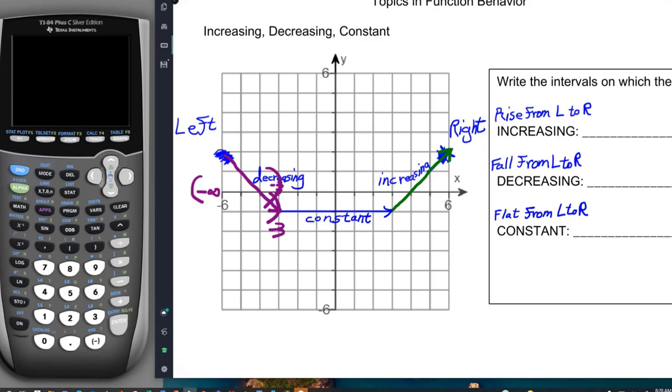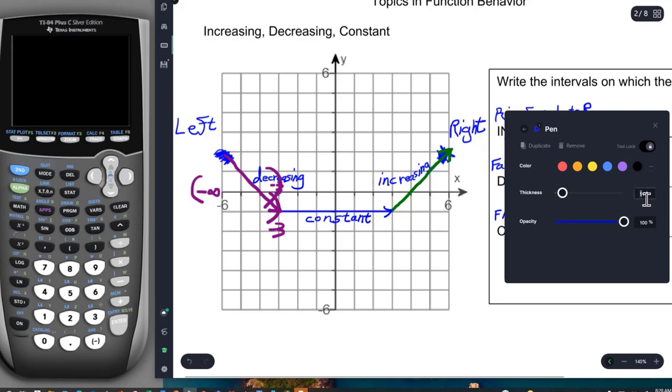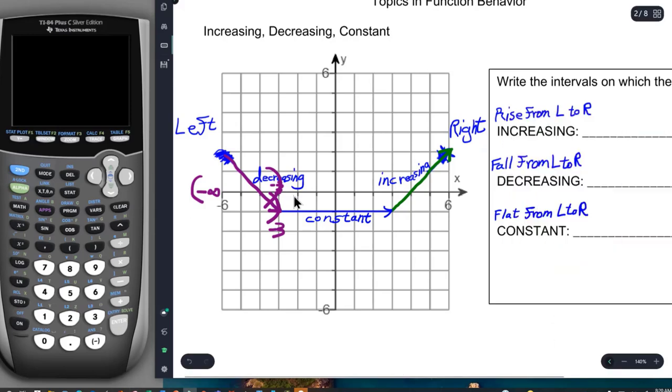Okay. Now the part of the x-axis that, I'm going to make that a little thicker. The part of the x-axis that matches up with the constant part of the graph is up here on the x-axis, going from negative 3 to 1, 2, 3, to positive 3 up here. This is the part of the x-axis that matches up with the constant part of the graph. And this is the part of the x-axis that matches up with the decreasing part of the graph. And this is the part of the x-axis that matches up with the increasing part of the graph.